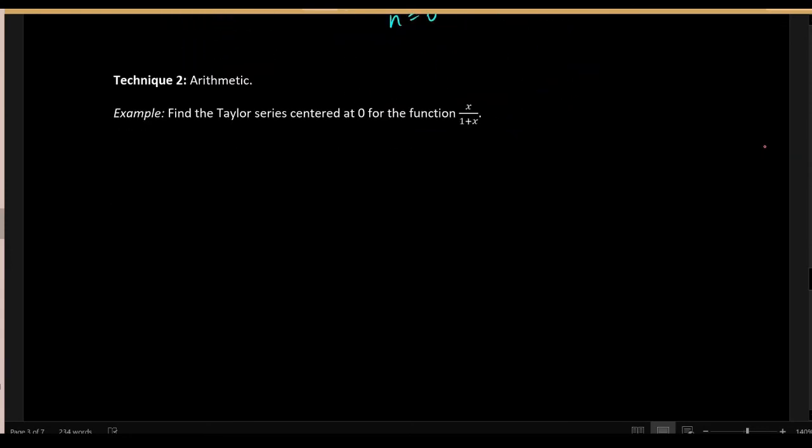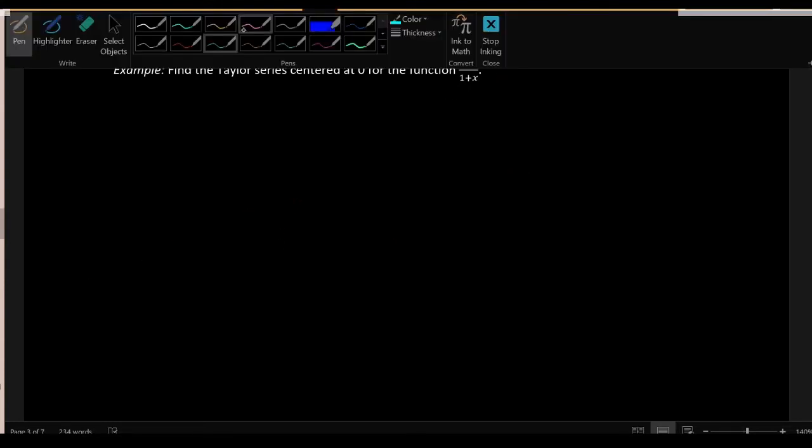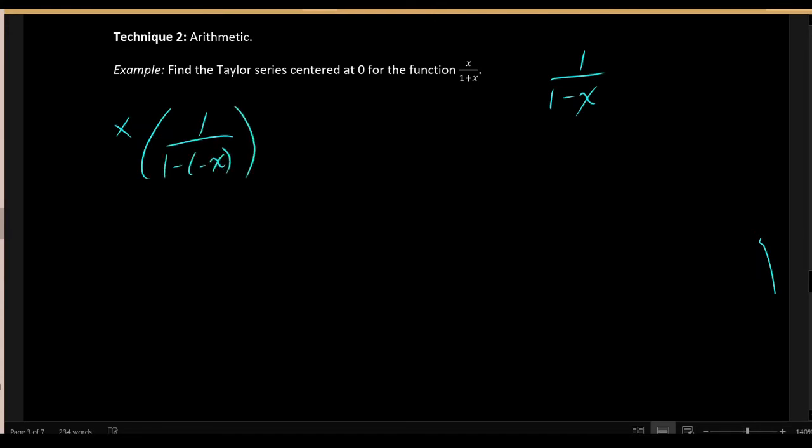You can also do some arithmetic to find your way from one series to another. For example, let's find the Taylor series centered at 0 for the function x divided by 1 plus x. In this case, how is this function related to our friend 1 over 1 minus x? Our function is equal to x times 1 over 1 minus negative x. Factoring out the x in the numerator and thinking of the denominator not as 1 plus something, but as 1 minus something.